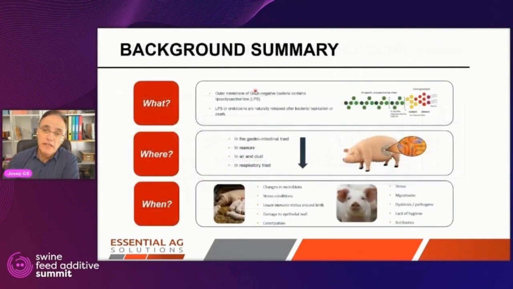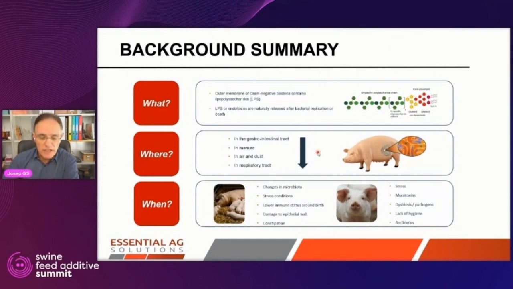So what are endotoxins? We've described they're an integral component of the outer cell wall. They are naturally released by gram-negative bacteria when this cell wall is broken or divided. Where are they? Well, they are where the gram-negative bacteria are, which basically is in the gastrointestinal tract as part of the normal microflora of swine. Even in healthy animals, you will have some gram-negative bacteria in equilibrium with other types of bacteria there. And of course, in cases of disease, they may increase.